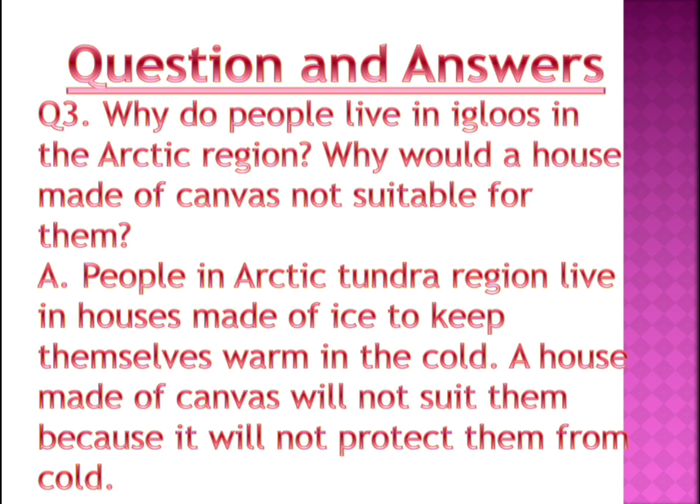So, the answer is: people in the Arctic tundra region live in houses made of ice to keep themselves warm in the cold. A house made of canvas will not suit them because it will not protect them from the cold. Okay, so write this answer in your classwork and please learn it, children.